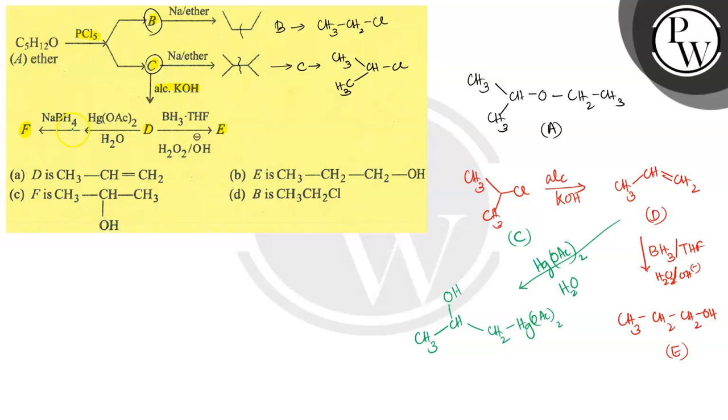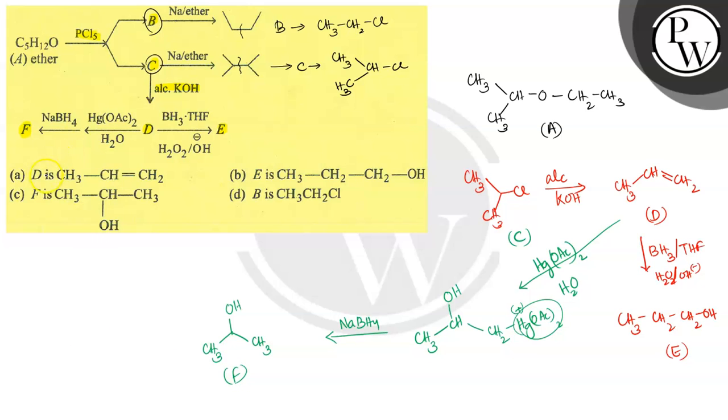And then on addition of sodium borohydride, NaBH4, the HgOAc group will be reduced to hydrogen, so we'll have the compound CH3 CH OH CH3. This is F. Now let us look at the options.